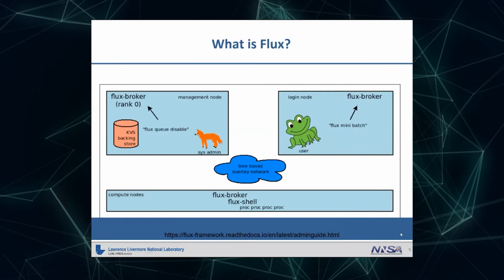And then on the compute node, we always have the Flux broker running because that's a background service that's required for Flux to work. And we also have Flux Shell, which is responsible for the startup and execution of user jobs.